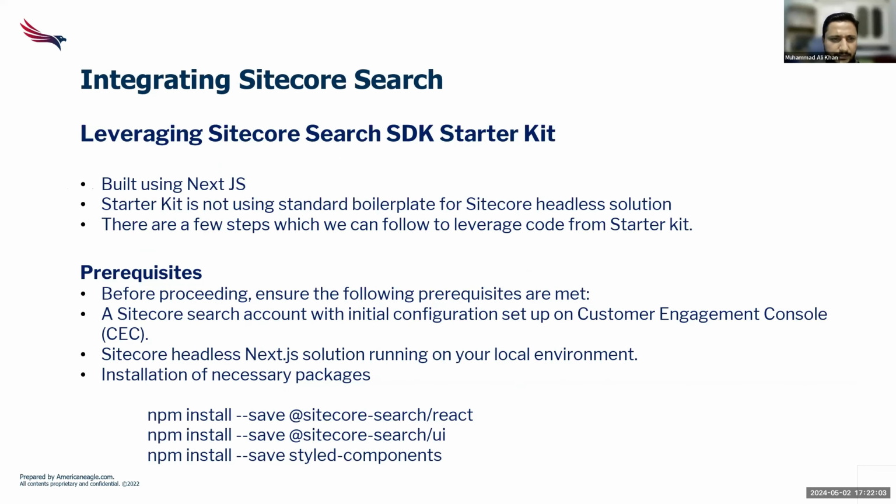Moving forward, what we did was we leveraged most of the code from the Sitecore Search starter kit. Before proceeding, we needed to ensure a couple of prerequisites were met, like initial configurations in the customer engagement console: sources are already created, and facets and sorting options are already created. These are prerequisites which are supposed to be done before leveraging code from the starter kit.